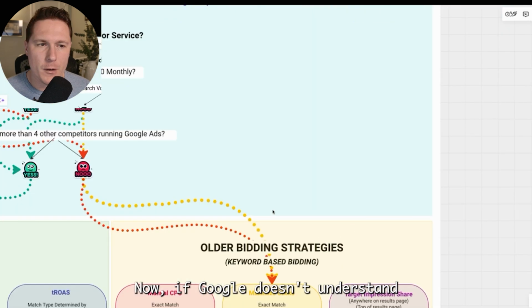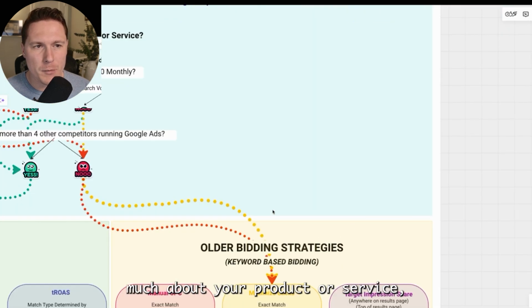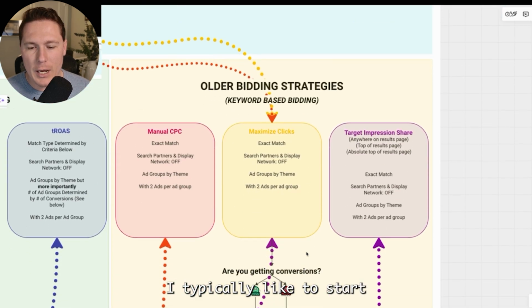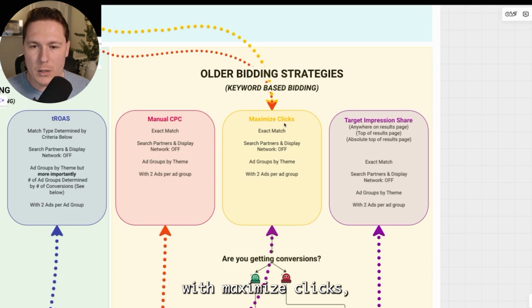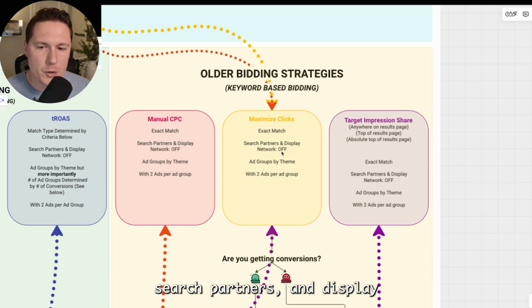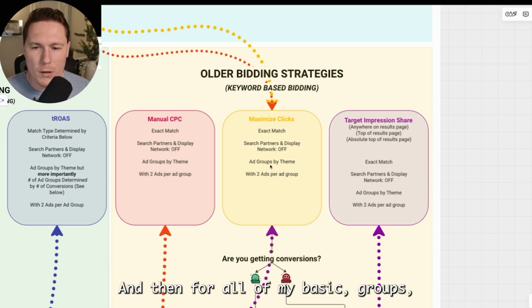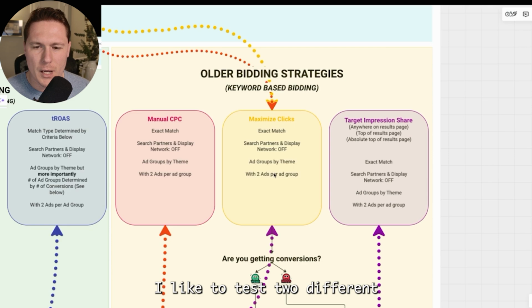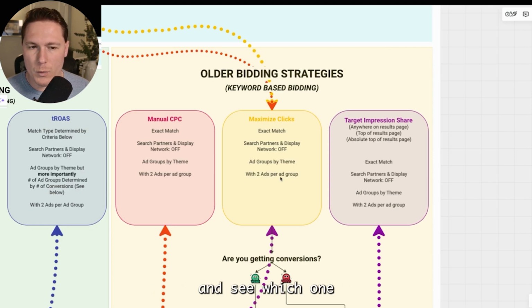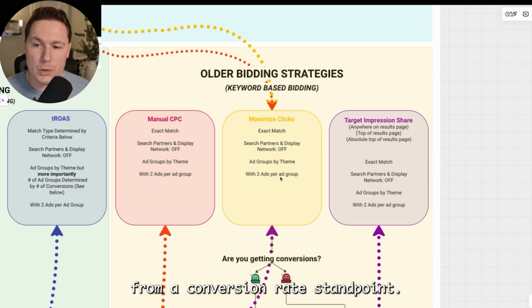Now, if Google doesn't understand much about your product or service, I typically like to start with maximize clicks, exact match, search partners, and display network off. Use ad groups by theme. And then for all of my basic ad groups, I like to test 2 different ad groups against one another and see which one ultimately performs from a conversion rate standpoint. And so keep that in mind as you're thinking about it.